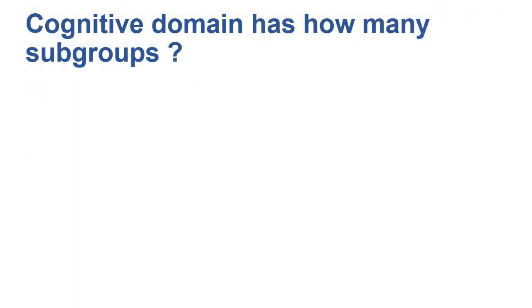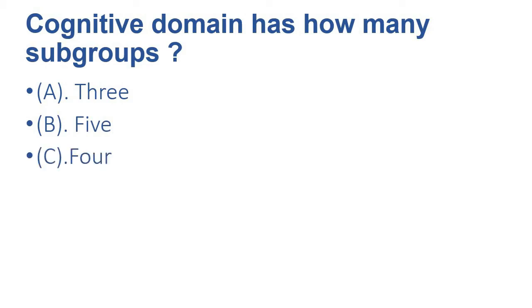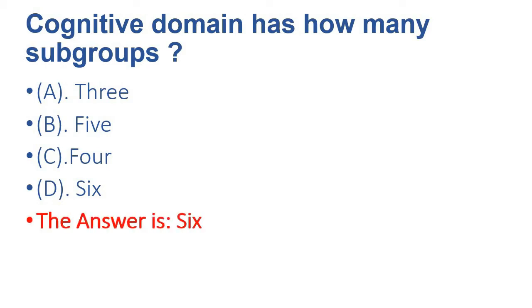Cognitive domain has how many subgroups? A. 3. B. 5. C. 4. D. 6. The answer is 6.